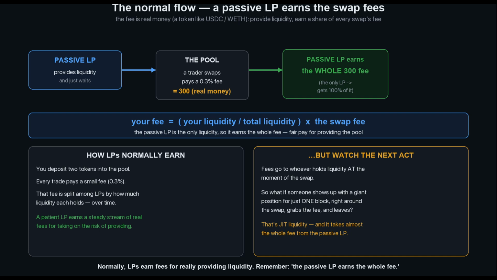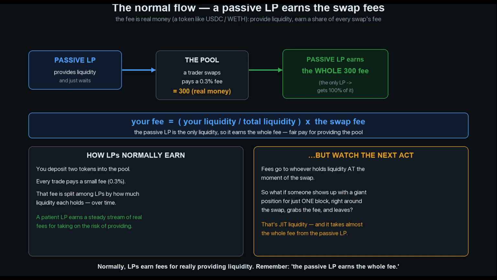Act 1. The normal flow on the diagram. A passive liquidity provider deposits into the pool and simply waits. A trader comes along and swaps, paying a fee. Let's call it 300, and remember, that's real money. Since the passive LP is the only one providing liquidity, it earns the whole fee, all 300, fair pay for providing the pool and taking on the risk.